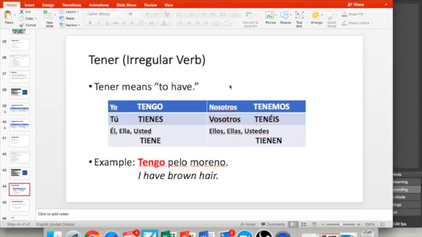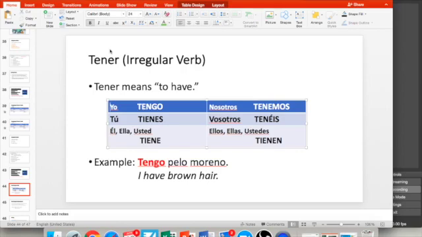Tener is the verb that means to have. If I want to say that I have, you're given the form tengo, tengo. Again, this doesn't follow your normal grammar rules because if you just took off the ER and added an O, you would have teno, T-E-N-O. But it doesn't work like that. These are irregular. This is an irregular verb, so make sure you memorize these.